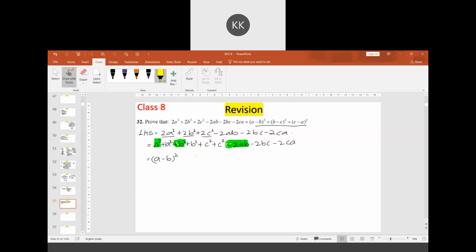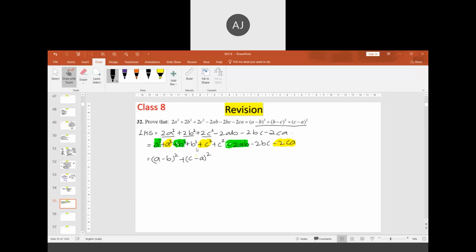Now you observe a square, c square and 2ac. So it's a square plus c square minus 2ac. It is a minus c whole square. Or if you consider this term first and this term next, it becomes c minus a whole square. Isn't it? Yes, sir.